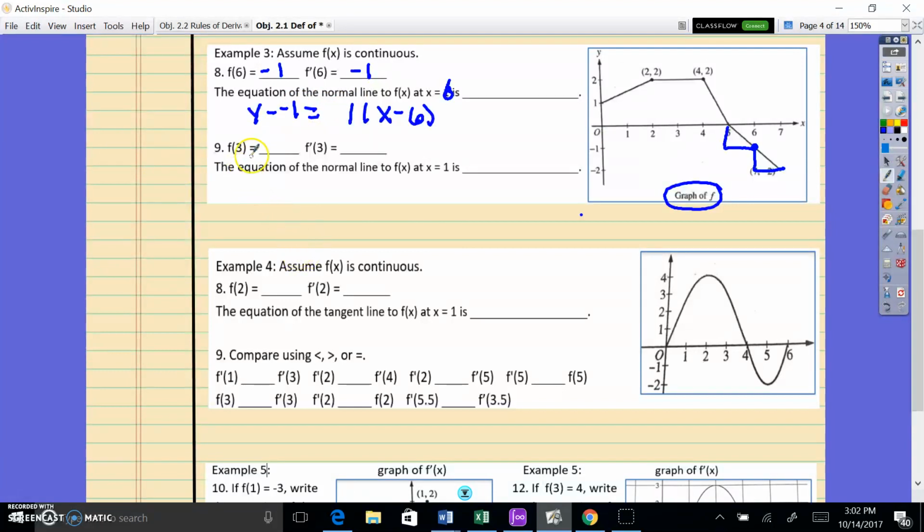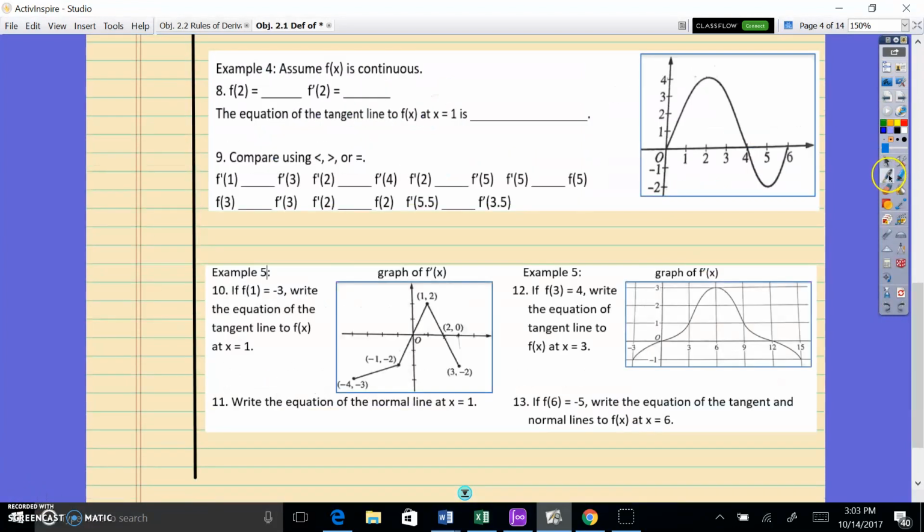Okay, so let's go with 3. And we're going to change this to 3 as well. If you go to 3, the y value at 3 is 2. The slope of the tangent line there is going to be 0. And then as for the normal line, well, the normal line is going to be perpendicular, so that's a vertical line. So that would be x equal to 3. Okay, let's scroll down and take a look at the next one.